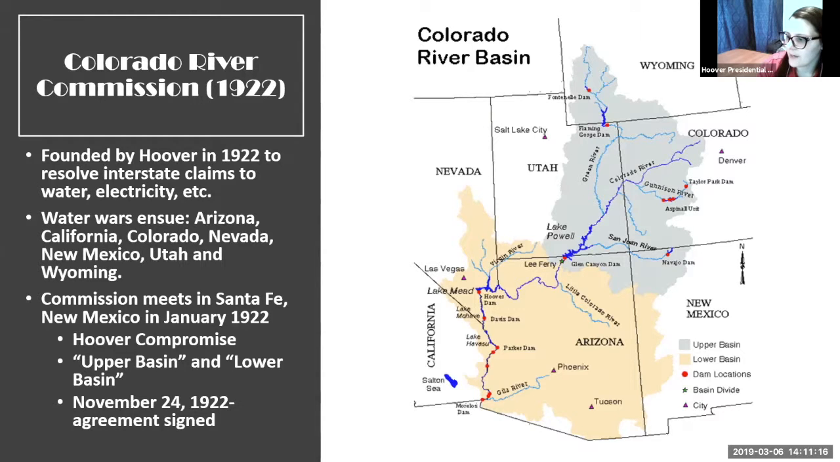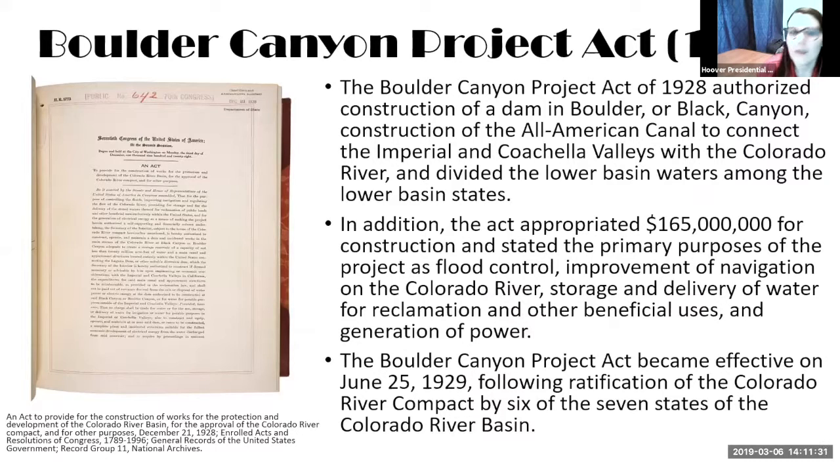It was ratified by the individual state legislatures and became official on June 25th, 1929, and then was signed by the newly elected president, Herbert Hoover. You guys see the picture, that is from the 70th Congress of the United States of America, and it's the Boulder Canyon Project Act. So we're going to talk a little bit about Congress and what Congress does here.